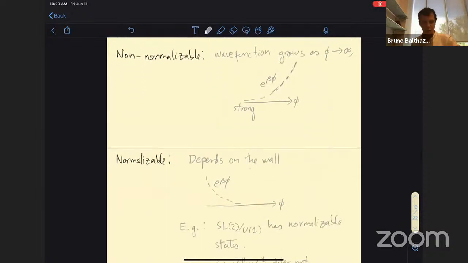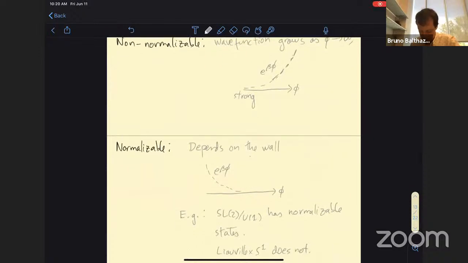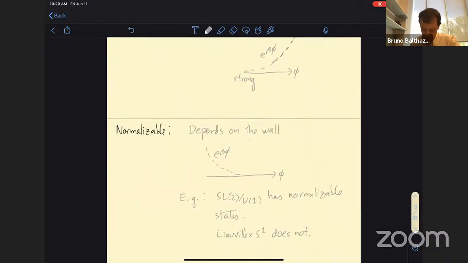Finally, you also have normalizable operators, which give rise to normalizable states. But these guys are very sensitive to the wall. So we can think of these as, for example, the ones that are related to poles of the reflection coefficient. So it depends on the reflection from the wall. And for example, in the two walls that we used as examples above, the SL2 mod U1 has normalizable states, which correspond to strings that are near the cap of the cigar, but the Liouville does not have any normalizable states.